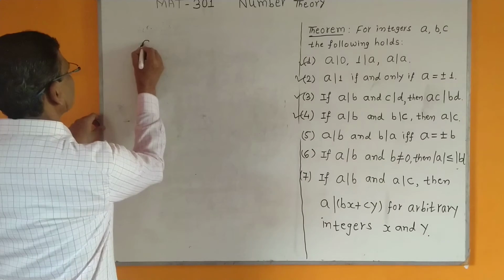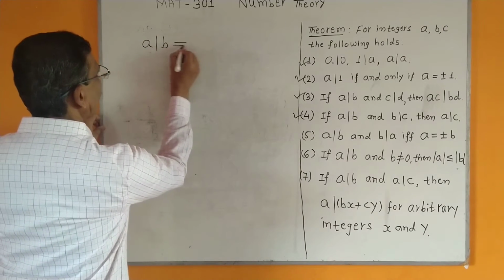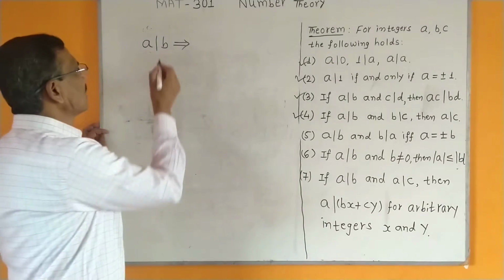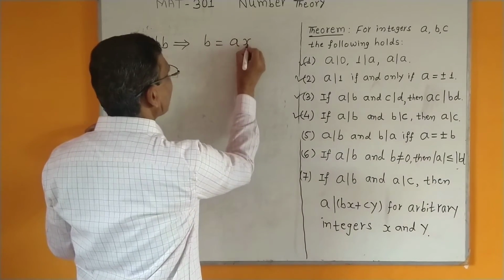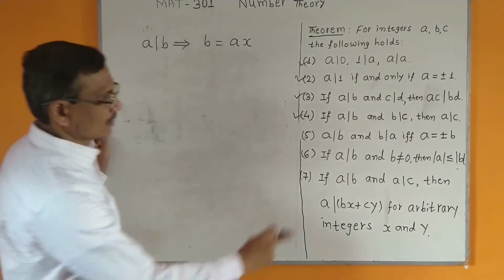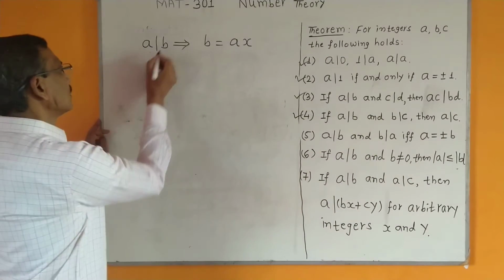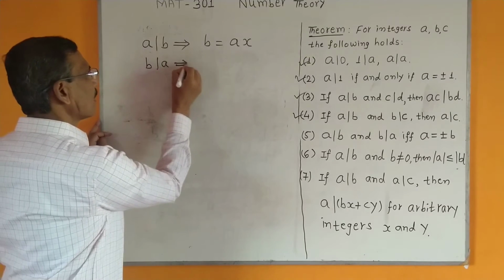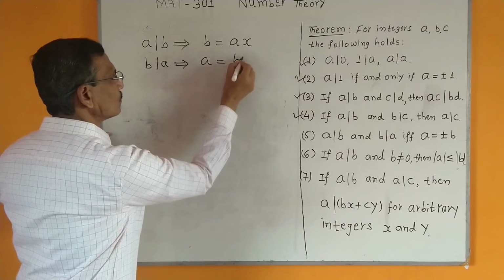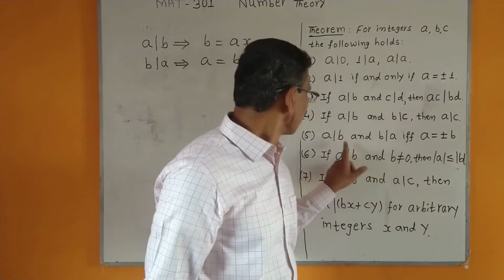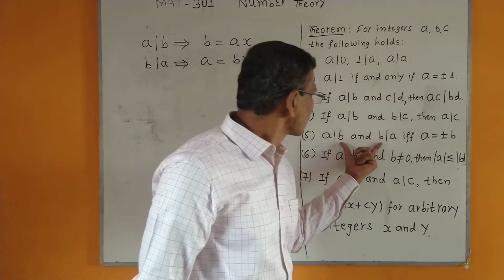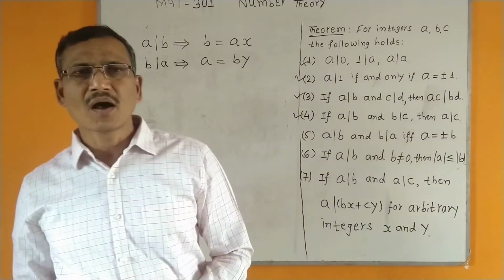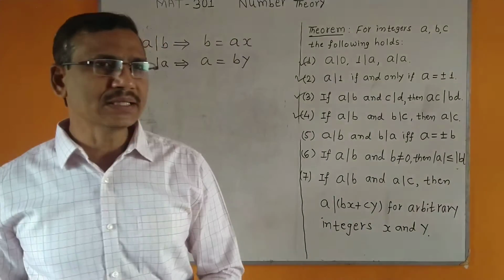First, A divides B. Apply the definition of divisibility. This means B is equal to A times some integer, which we shall denote by x, for some integer x. Second, B divides A. Reverse. B divides A implies A is equal to B times y for some integer y. Now we want to prove, using A divides B and B divides A, that A is equal to plus or minus B.